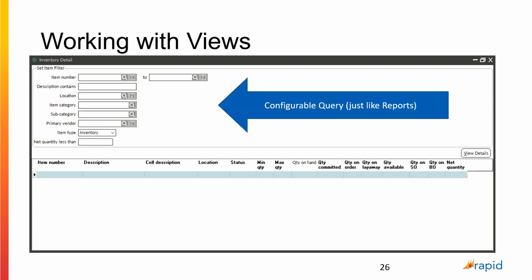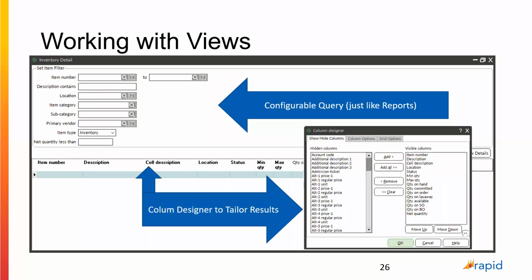Number one, you get all the same configurable query just like you can in reports. You can use that right button click and add additional parameters to this and really sort out a subsection of your inventory that you want to focus on. The next thing you can do is define the columns that you want to see. It's got a broad number of columns, where many reports are limited in the number of columns that you can see. Any attribute about this item can be a column that you're showing on it.